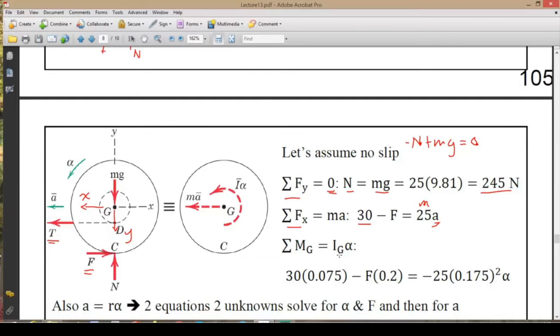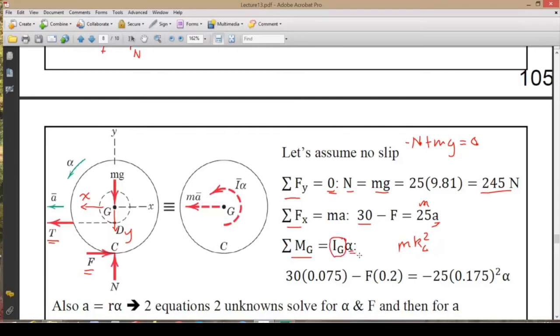We need a third equation because in the first equation we don't have any unknowns anyways. The third equation is our moment equation. This is the equation written about the mass center, and Ig is the mass moment of inertia about the mass center, which we can calculate as m kappa g squared. Kappa is the radius of gyration again. This information is given to us. M is given to us, so I can calculate Ig.